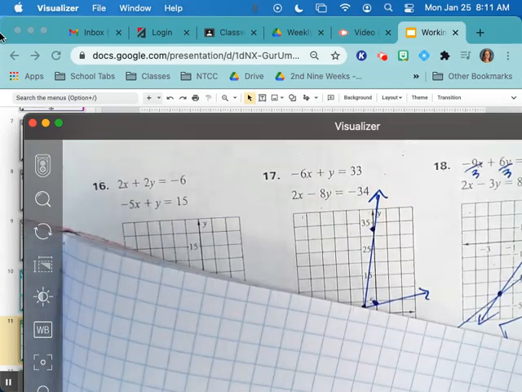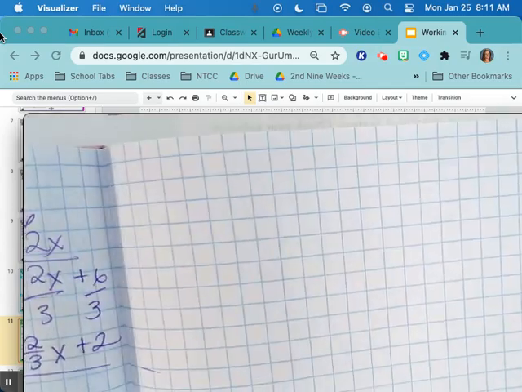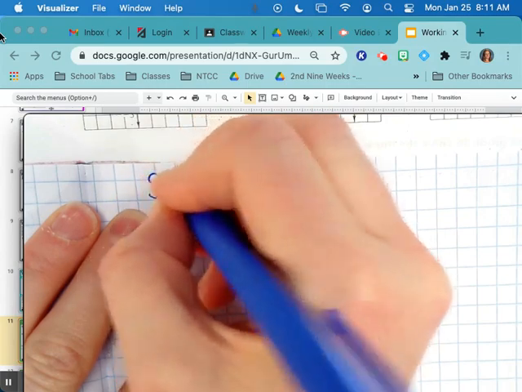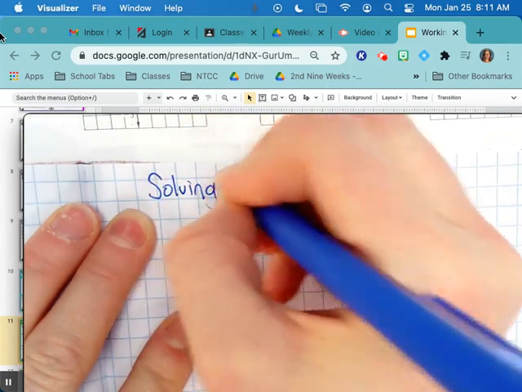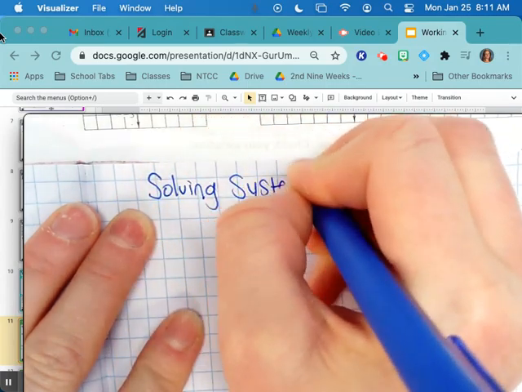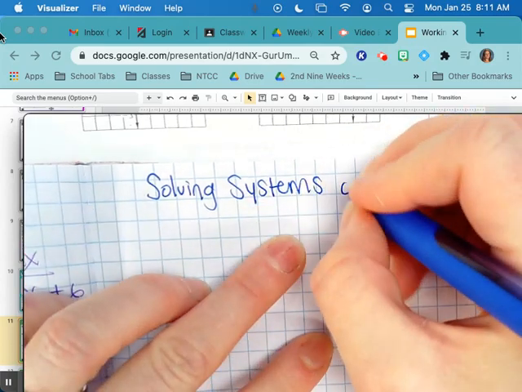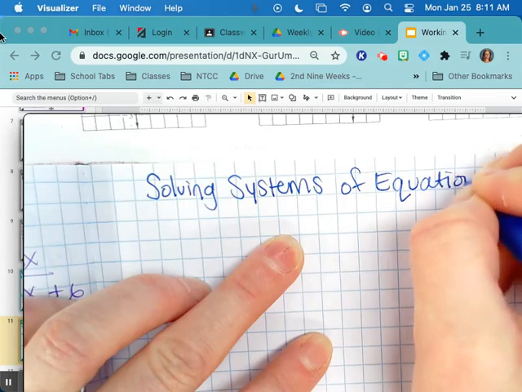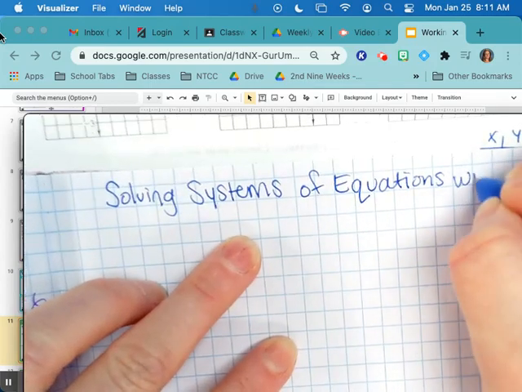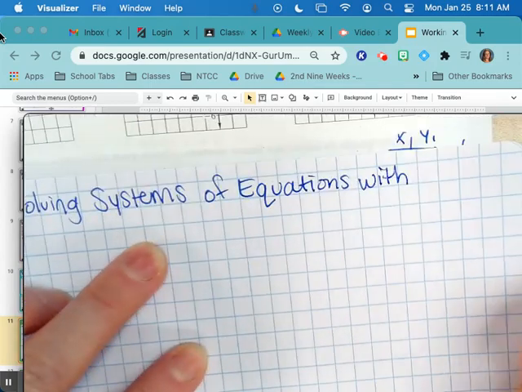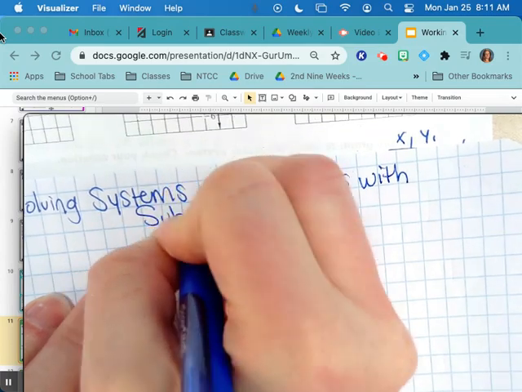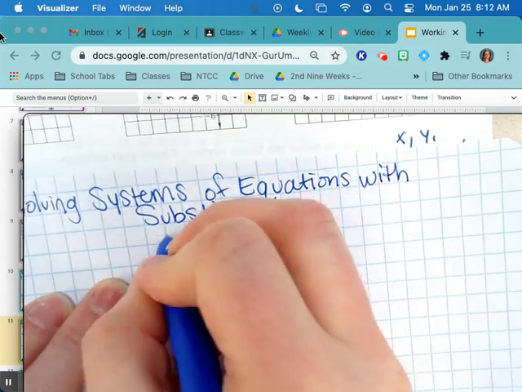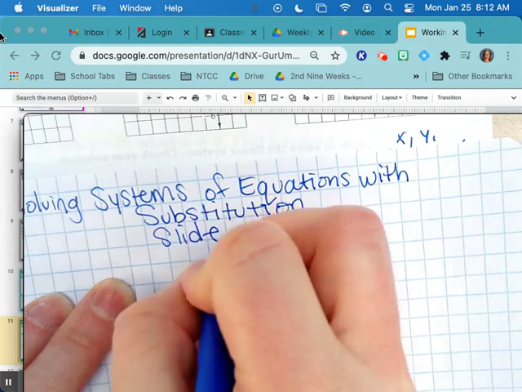So in your composition book, go ahead and title a new page. Solving systems of equations with substitution. And this is slide 11.